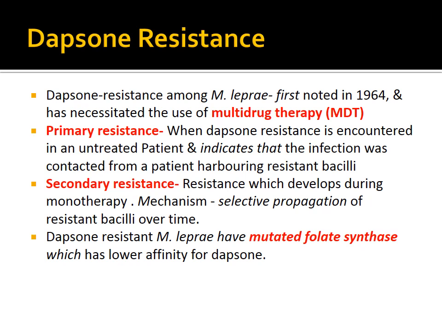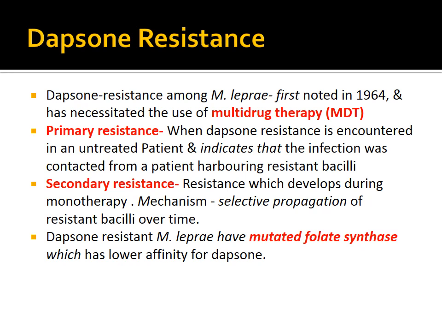Now, there are very high chances of developing resistance to dapsone. Dapsone resistance in Mycobacterium leprae was first noted in 1964, so almost 60 years ago. Because of that, it necessitates the use of multi-drug therapy, that is MDT. Just like in tuberculosis, we give drugs in combination and not a single drug. Also in leprosy, we give drugs in combination to prevent the development of resistance like this one developed in dapsone.